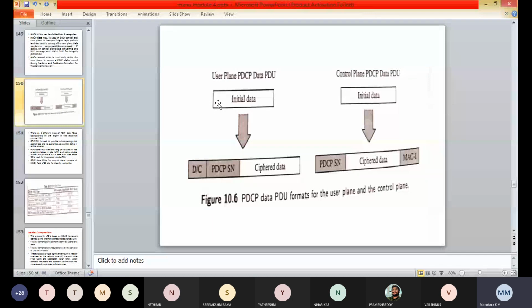Here, beside ciphered data, the PDCP data PDU used for the user plane contains a D/C field, which is to distinguish the data and the control PDUs.